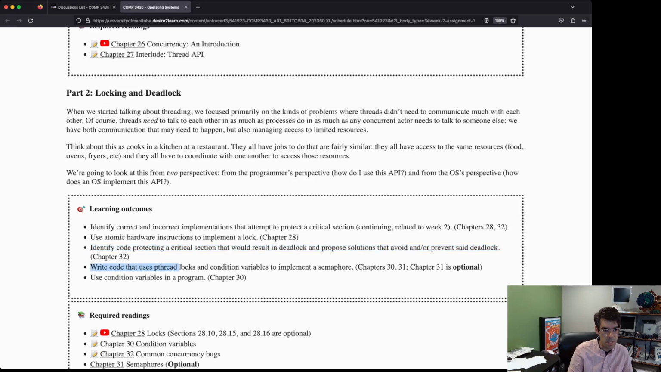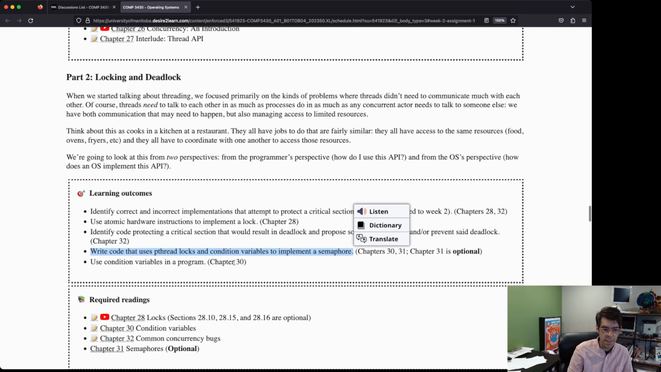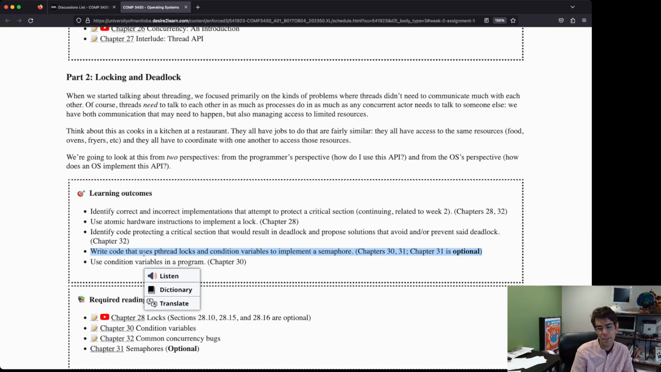Write code that uses pthread locks and condition variables to implement a semaphore. As I'm reading this, and looking at what I've written here, chapter 31 is optional, and chapter 31 is the chapter about semaphores. I'm actually going to make a change to our learning outcomes here, and I'm just going to strike this one. So, use pthread locks and condition variables to implement a semaphore. You will not be assessed on that. That's not something I'm asking you to do.